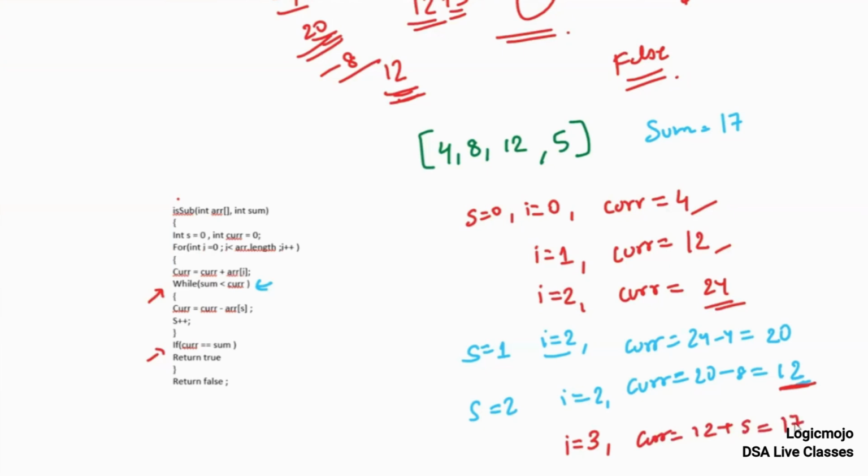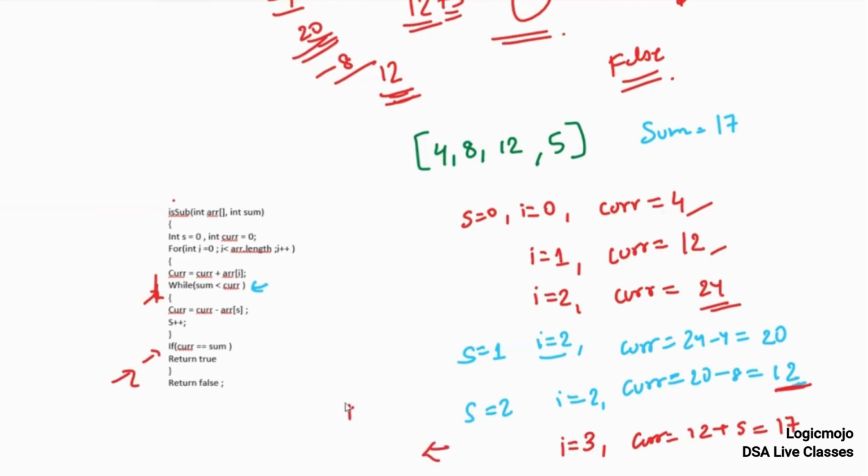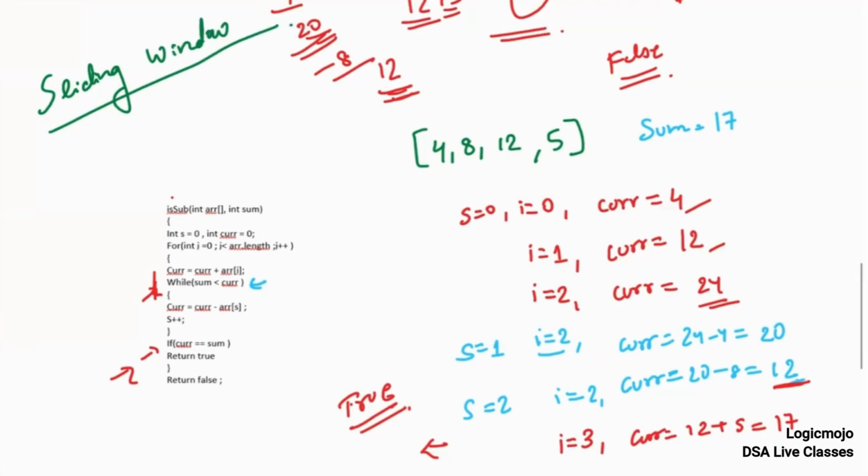At this 17, the while loop will not execute, because sum is 17 and both are equal, not less. So it will come to this point, and this will execute, so we return true out of it. So this was the dry run. This is a very popular interview question. A lot of questions are based on this sliding window approach, and it is used a lot for optimization. This is the code and the dry run.